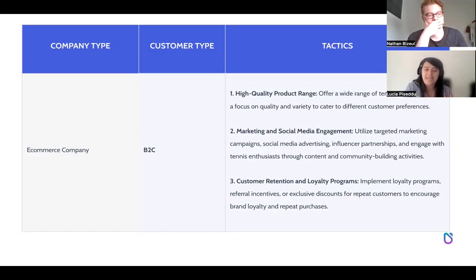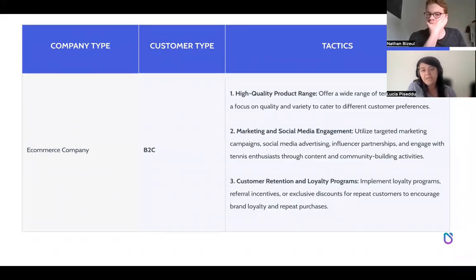So it's not that we can send cold emails to everyone that loves tennis in the world and say, hey, I saw on your LinkedIn profile that you love tennis. Why don't you buy a racket on our website? That would be nonsense, right? Nobody would do that. So what can we do instead for a B2C type of company, right?